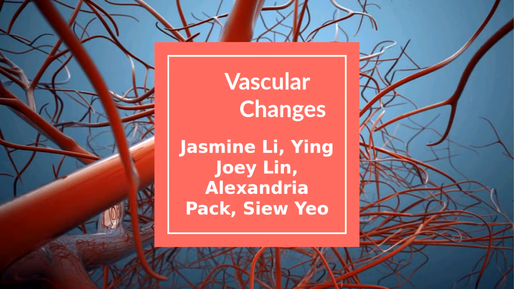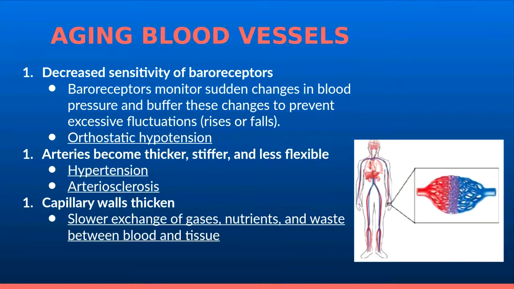Okay, so we're going to be covering vascular changes in the geriatric population. Talking about aging blood vessels, there are three main changes that occur. First, there is decreased sensitivity of the baroreceptors. As you probably remember, baroreceptors are found in the carotid sinus and the aortic arch, and they sense changes in blood pressure and modify the sympathetic and vagal activity to prevent excessive rises or falls.